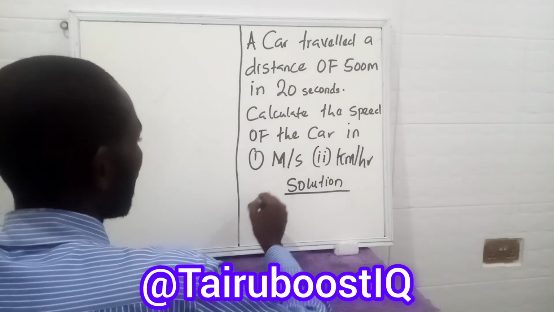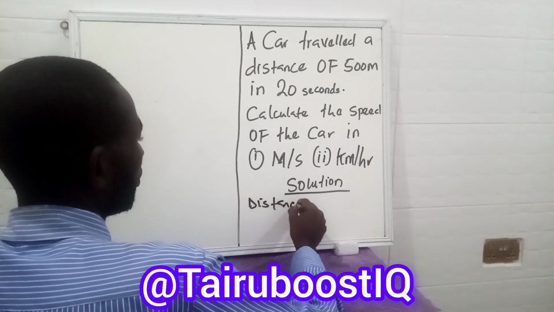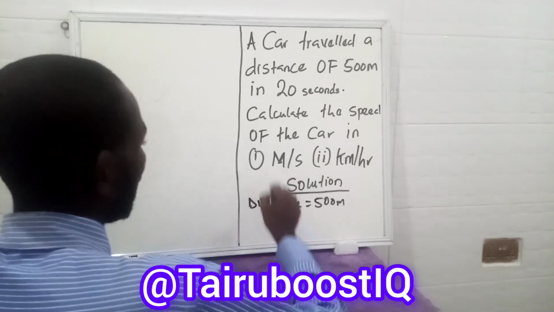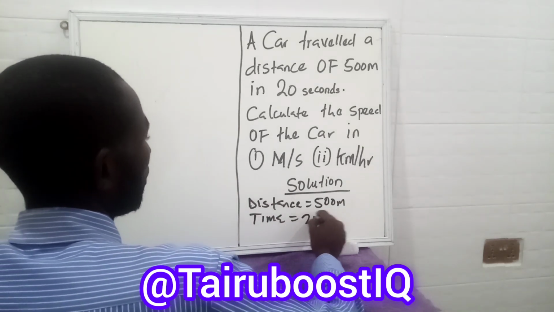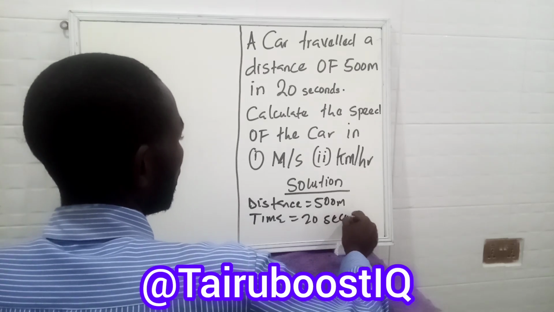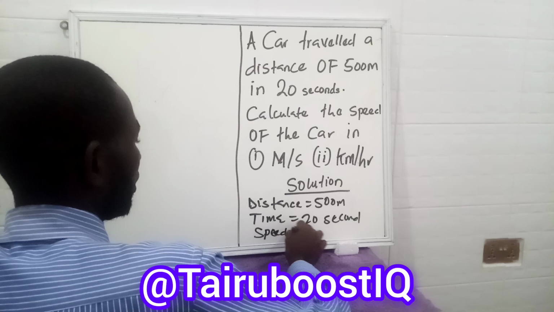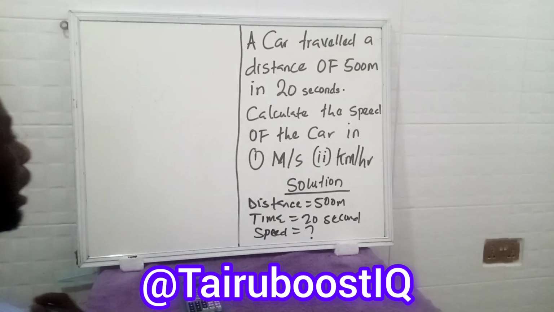In the data, the distance is given. Distance is given to us to be equal to 500 meters. Then time is also given. Time is given to us to be 20 seconds. The only thing that was not given to us is speed, and we are asked to calculate the speed in meters per second and kilometers per hour.